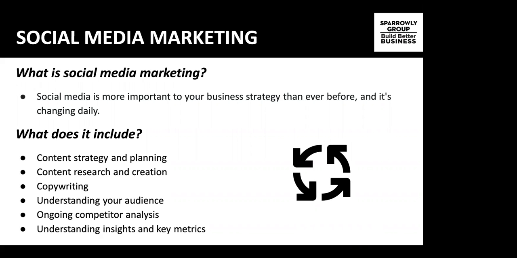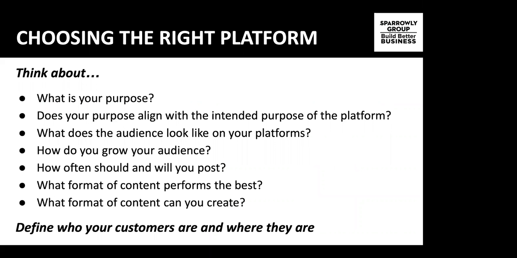Social media marketing encapsulates so much, including content strategy and planning, research and creation, copywriting, customer persona development, ongoing competitor analysis, and importantly, understanding insights and keeping across key metrics. But then it's about choosing the right platform. One of the main causes of failed social strategy is prioritizing the wrong social media platforms. The main social media platforms used by businesses today are Facebook, Instagram, Pinterest, YouTube, LinkedIn, TikTok, and Twitter.